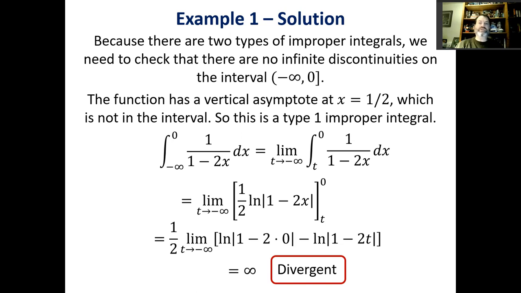So this is techniques you've seen before. Like I said, this is a natural log integral. Pretty basic stuff. You just have to remember to do the limits. Don't worry, these problems get more complicated. We'll see some of those in a bit.